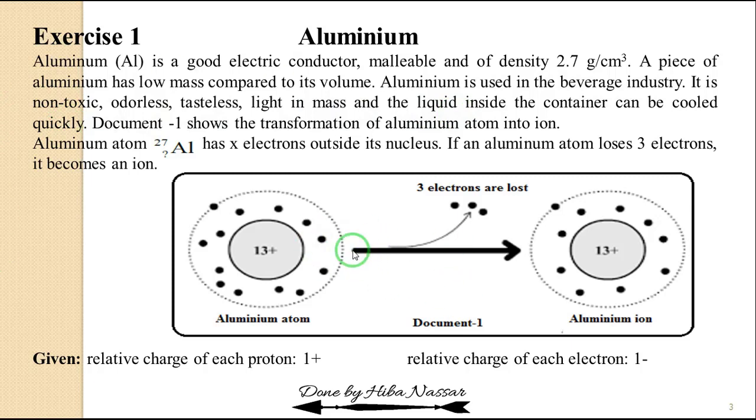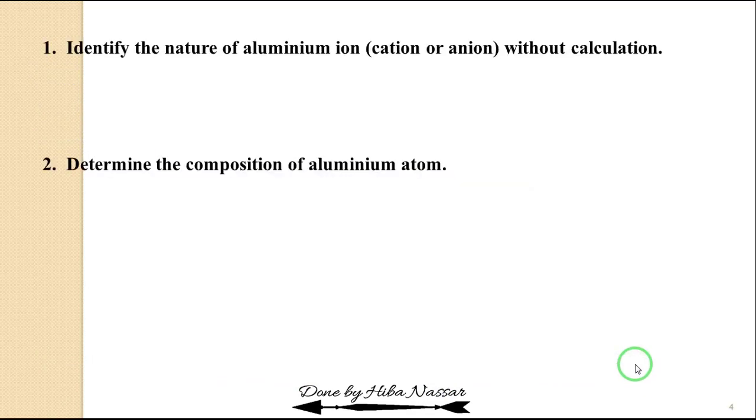Document 1 shows the transformation of aluminium atom into ion. Aluminium atom with the chemical symbol Al and mass number 27 has X electrons outside its nucleus. If an aluminium atom loses 3 electrons, it becomes an ion. Given the relative charge of each proton is 1 plus, and the relative charge of each electron is 1 minus.